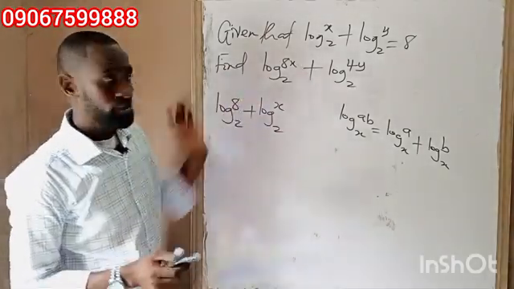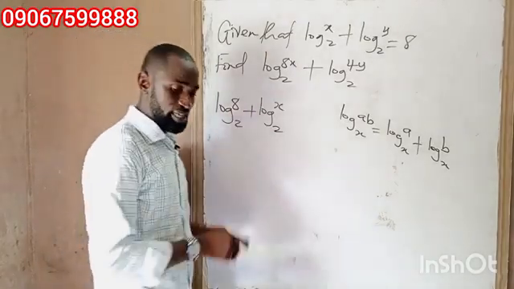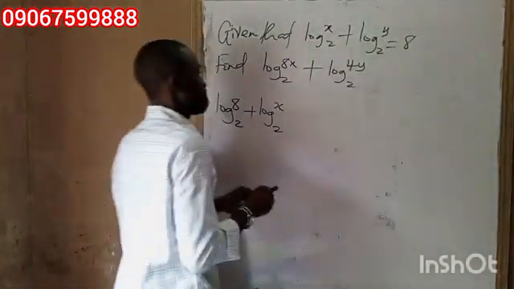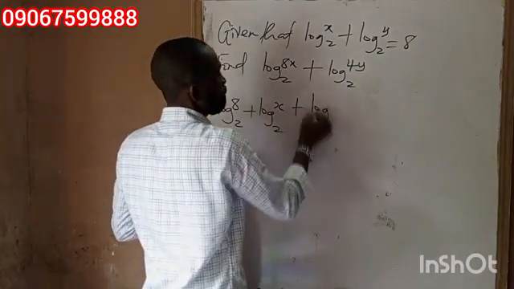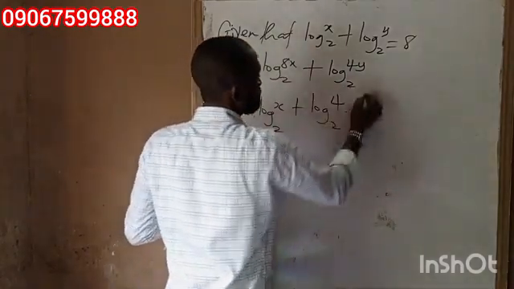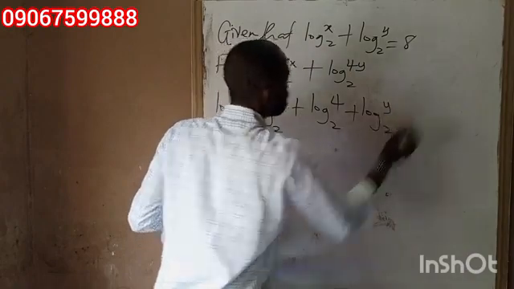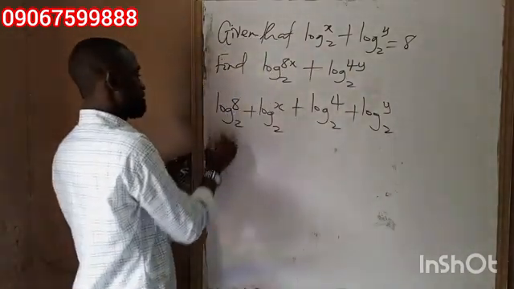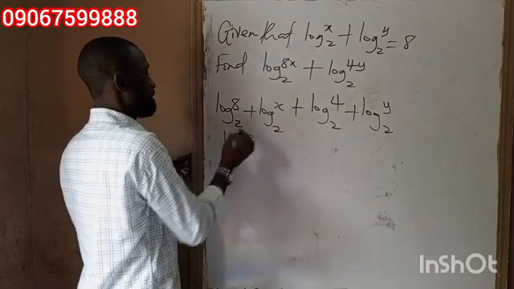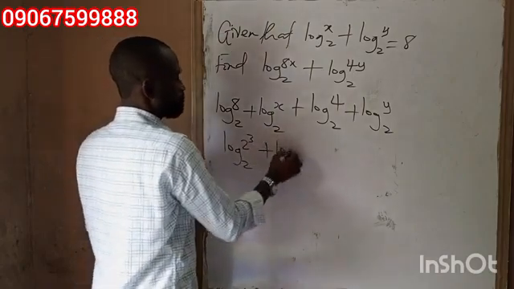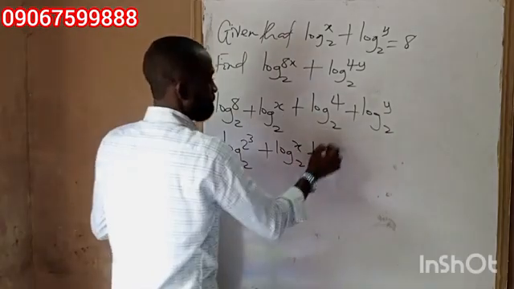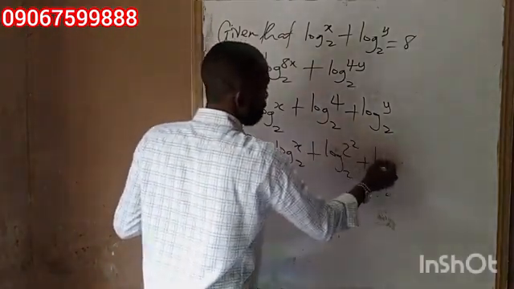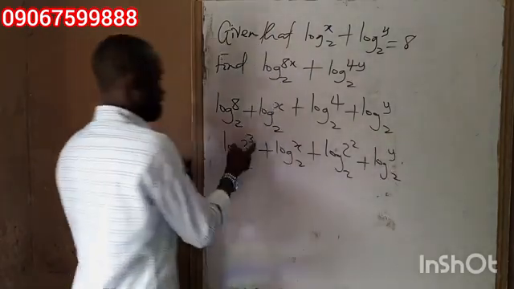8 times x. Is it clear? So the same thing here, applicable to that one too. So I'll have plus log of 4 base 2 plus log of y base 2. So log of x base 2, log of y is out. So what is this one? This will be log of 2 raised to the power 3 base 2. Let me write this one together. Log x base 2 plus log of 2 raised to the power 2 base 2 plus log of y base 2.